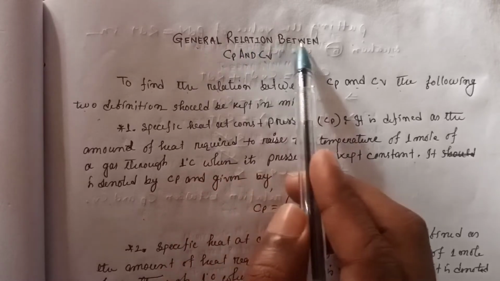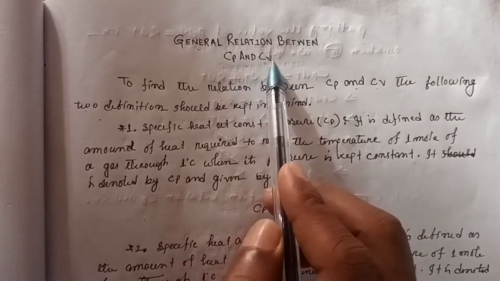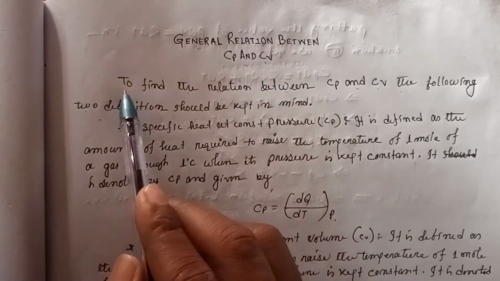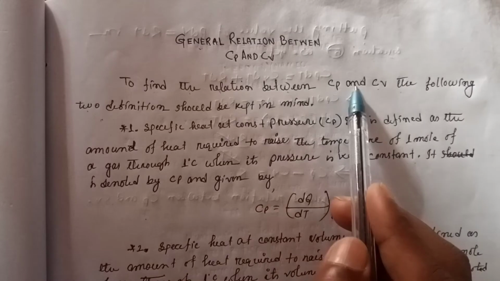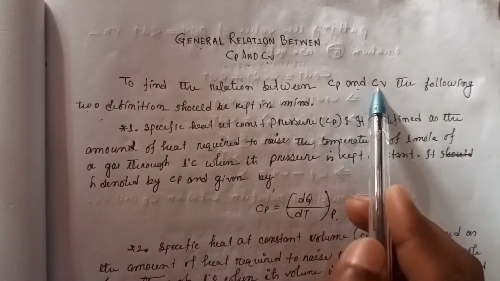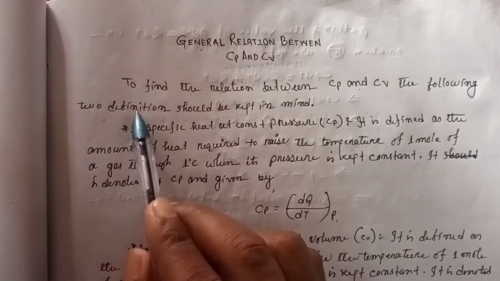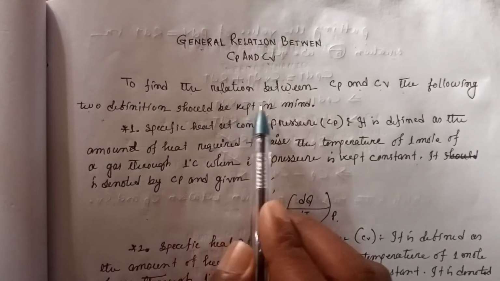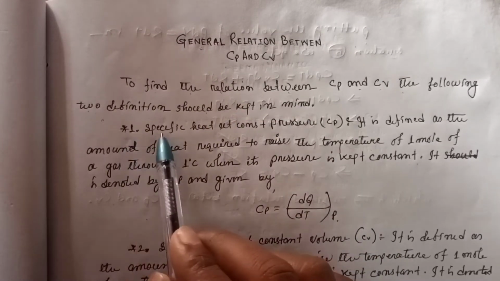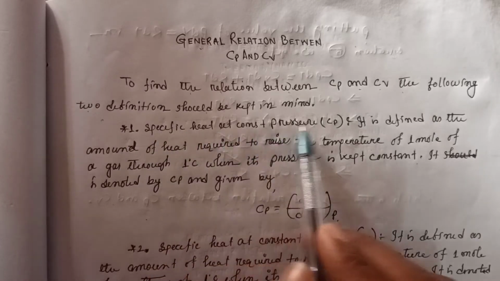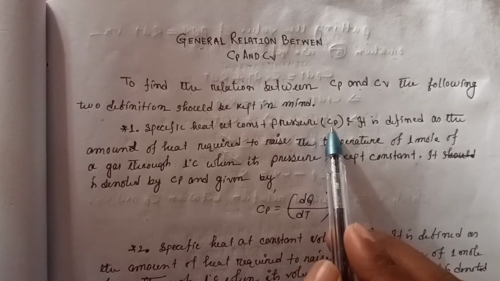General relation between CP and CV. To find the relation between CP and CV, the following two definitions should be kept in mind. First, specific heat at constant pressure, which is CP.